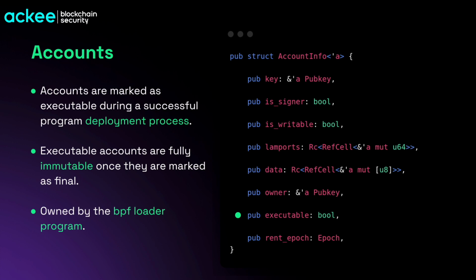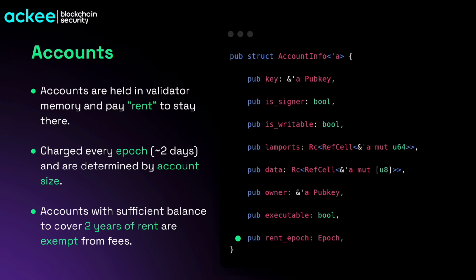So we also have some of the really important flags. One of them is a flag called executable, and it essentially marks if the account is executable. During a deployment process, we mark that, and it tells the Solana blockchain that the data of this account is essentially a bytecode that Solana can execute. Executable accounts are fully immutable once they are marked as final. So essentially, if we deploy them, the data payload is immutable, and they are owned by a BPF loader program.